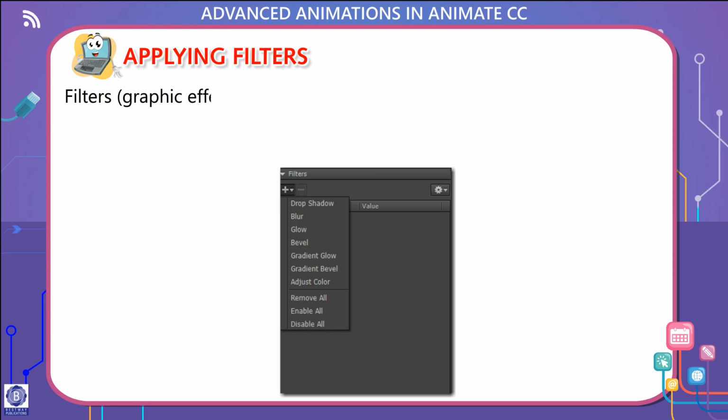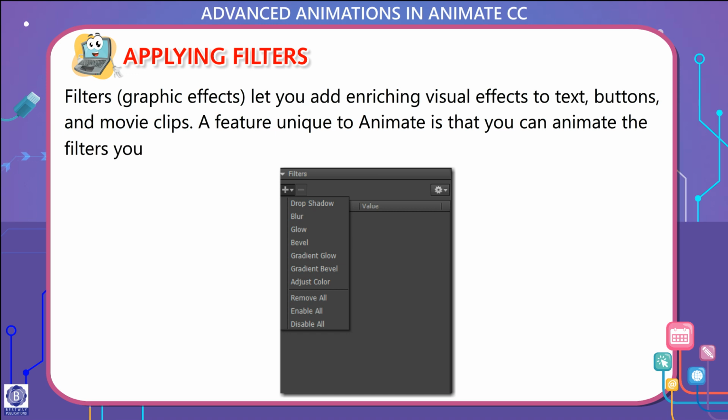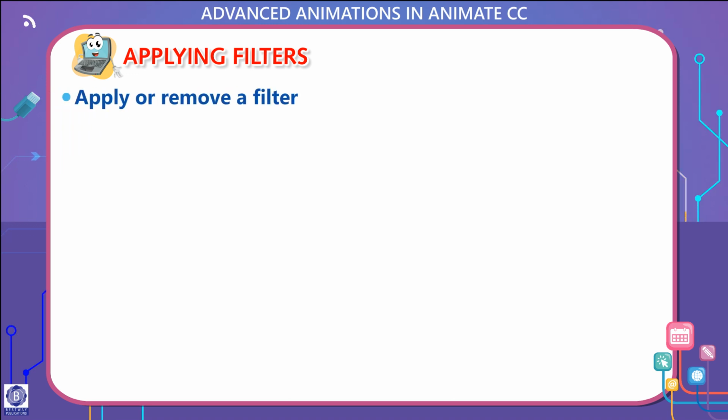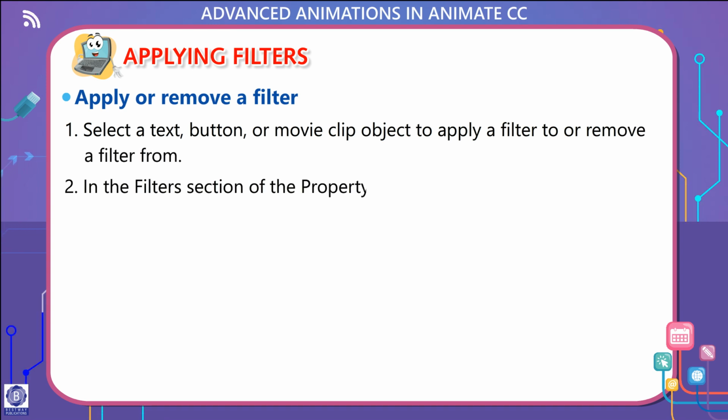Applying filters. Filters, graphic effects, let you add enriching visual effects to text, buttons, and movie clips. A feature unique to Animate is that you can animate the filters you apply using motion tweens. Apply or remove a filter. Select a text, button, or movie clip object to apply a filter to or remove a filter from. In the Filters section of the Property panel, do one of the following.